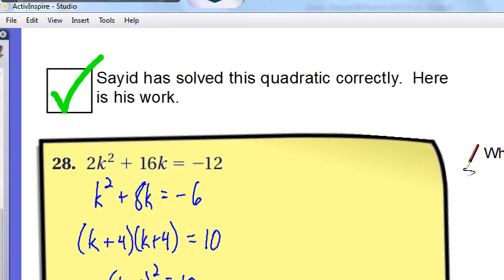Saeed, very good at math, does it right, okay? He's catching on. Right. So the first thing you can see, he goes from 2k squared plus 16k equals negative 12 to half of all those things: 1k squared, 8k, negative 6. Why does he do that? Why does he divide by 2? Write it down.